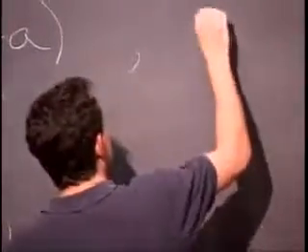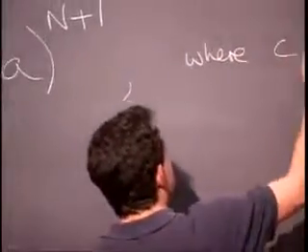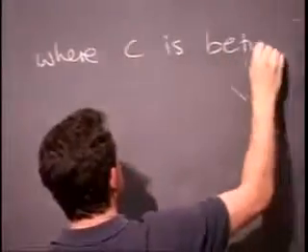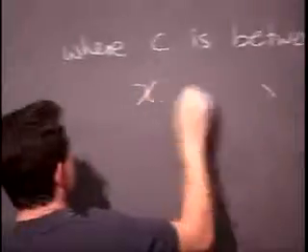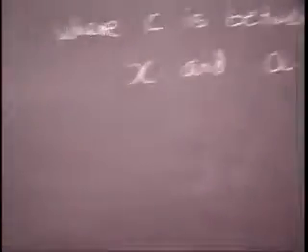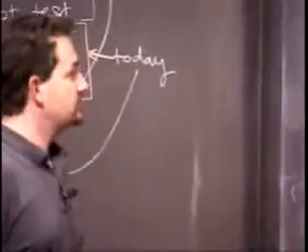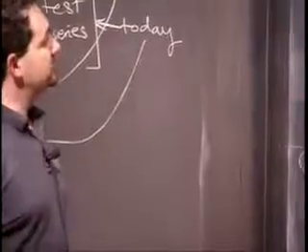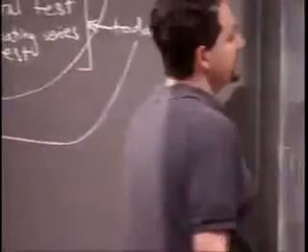And you don't know what c is, which seems a little bit weird. But you do know something about c. It's between x and a. So if a is quite close to x, then this really pins down what c is. So, looks a bit weird. Let me write down the complete theorem then.